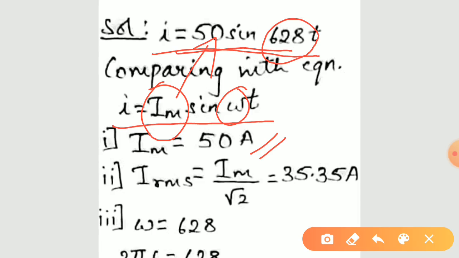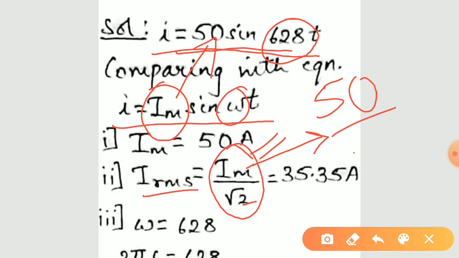The second question is to find RMS value of current. RMS value of current can be obtained by the formula Im divided by root 2, where Im is the maximum value. Value of Im is 50, so 50 upon root 2, we get 35.35 ampere.